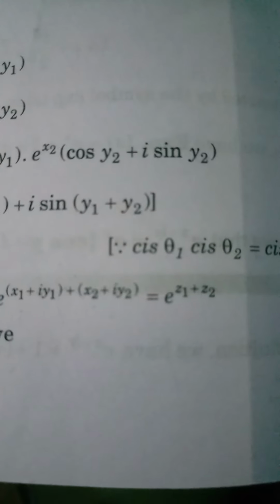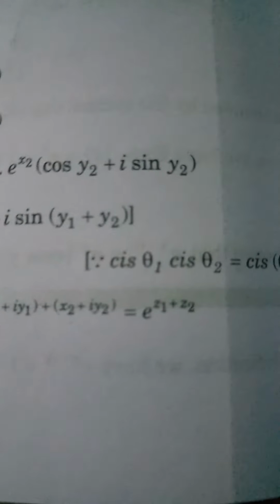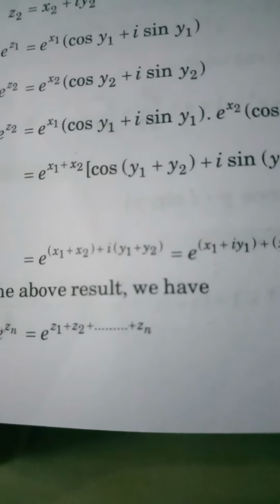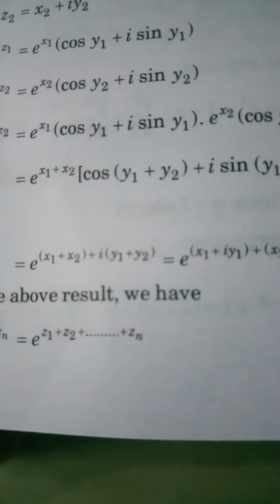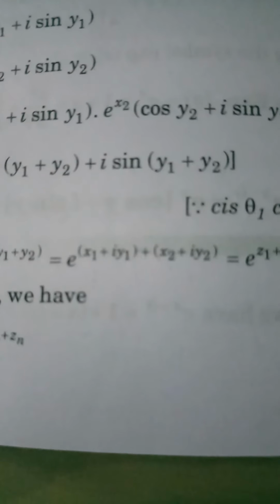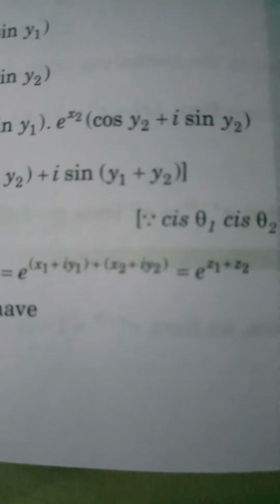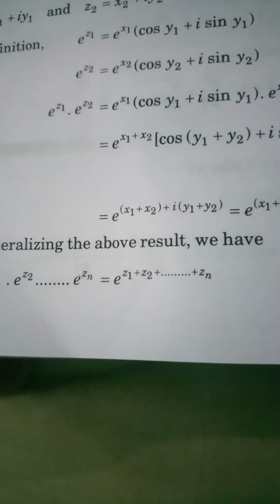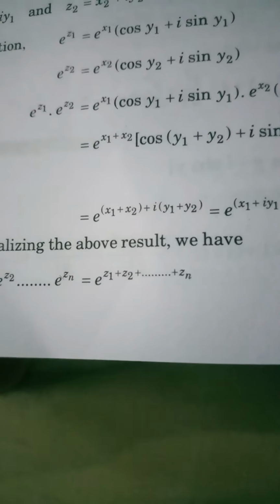Because cis stands for cos plus iota sin, cis theta 1 into cis theta 2 equal to cis theta 1 plus theta 2. So it is equal to e to the power x1 plus x2 into cis y1 plus y2, which comes out to be e to the power x1 plus iota y1 plus x2 plus iota y2, and it comes to be e to the power z1 plus z2. Generalizing our result, we have e to the power z1 into e to the power z2 into e to the power zn is equal to e to the power z1 plus z2 plus zn.